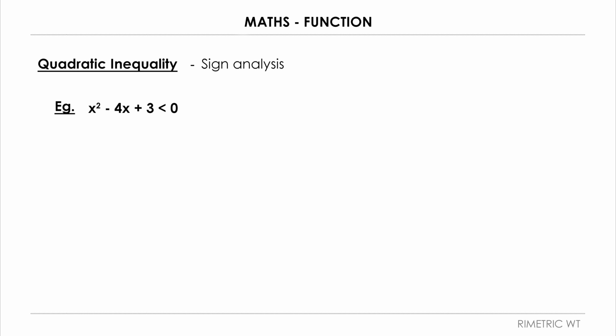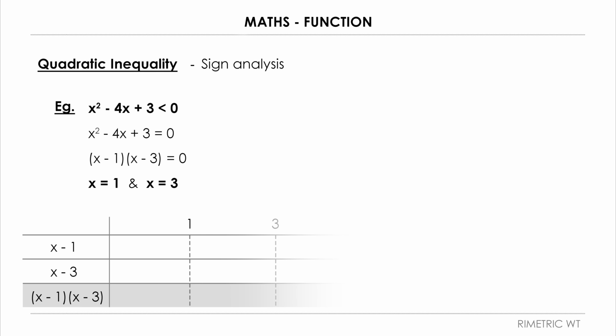We take the same equation from our previous example, but make it an inequality. Here it says x squared minus 4x plus 3 less than 0. As we found in the previous example, the equation can be factorized by using the roots or zeros of the equation, 1 and 3. Therefore, we express the equation as x minus 1 times x minus 3 equals 0. Therefore, we get x equals 1 and x equals 3.